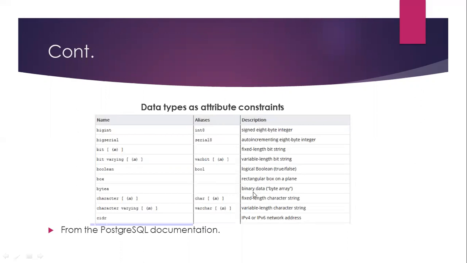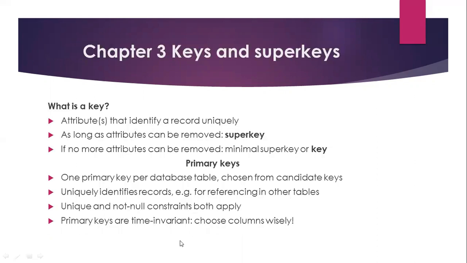Byte is used for binary data. Character is used for fixed length character string. Character varying is used for variable length character string. And CIDR is used for IPv4 or IPv6 network address. This data has been collected from the PostgreSQL documentation.